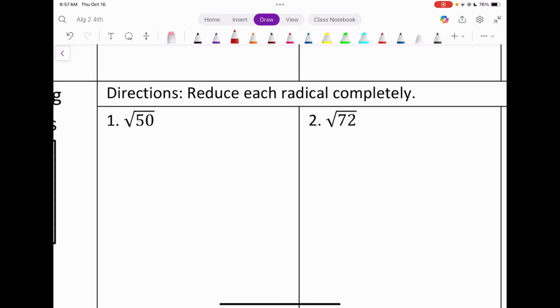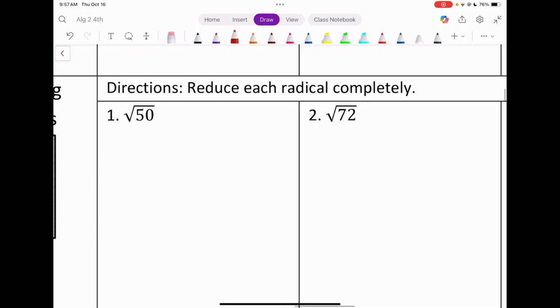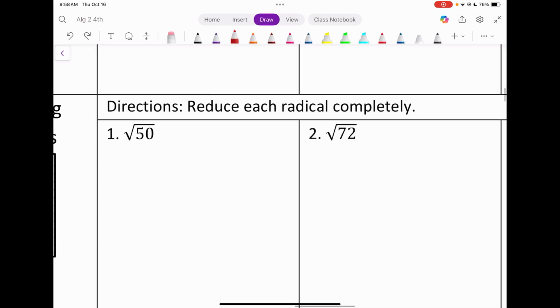Okay, first off, reducing radicals. Make sure that you understand that when I say reducing radicals, I'm not saying type it into your calculator and turn it into a decimal. That's not what's meant. We're going to reduce radicals the same way we reduce fractions. So the first thing you need to remember is all your perfect roots.